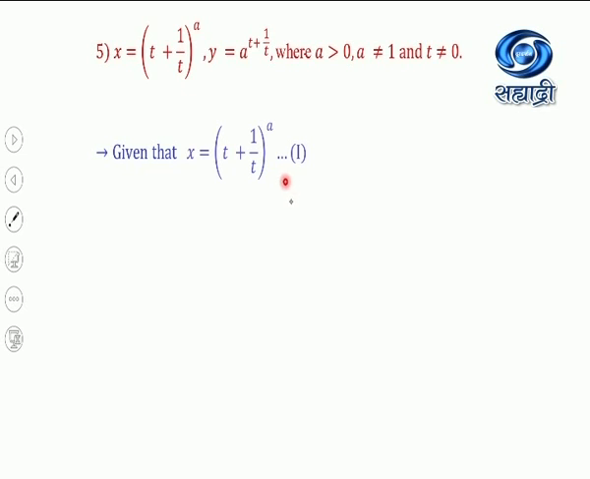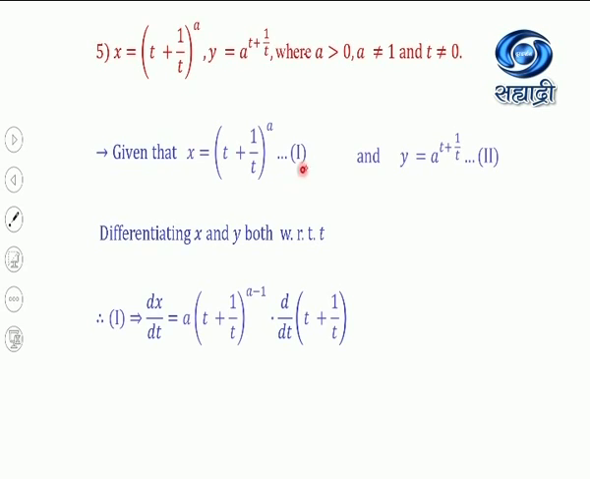We denote it by number 1, equation number 1. Same thing is here. Y equal to, given that, a to the power t plus 1 upon t, and it is nothing but equation 2 here. We denote it by number 2. Now differentiating both x and y with respect to time t.